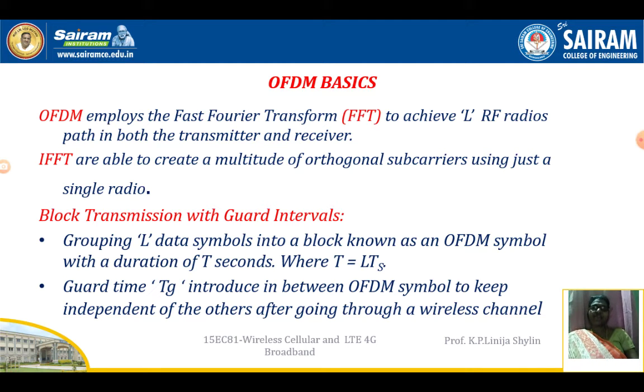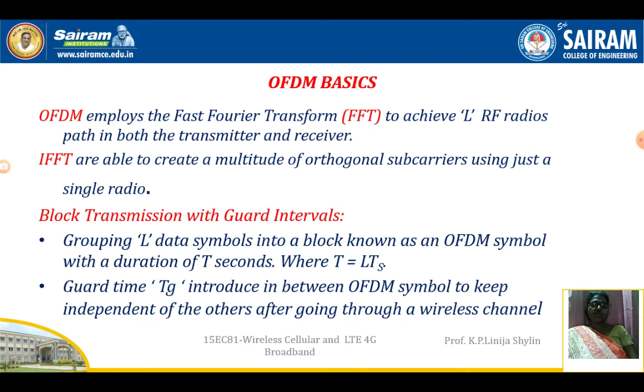Now let us discuss the transmission with guard intervals. We are using N number of subcarriers here, and we want to give some space to avoid overlapping or losing of information. So we take a capital T, the guard interval, as T equals L into Ts. Our intention is to achieve a single RF radio path.